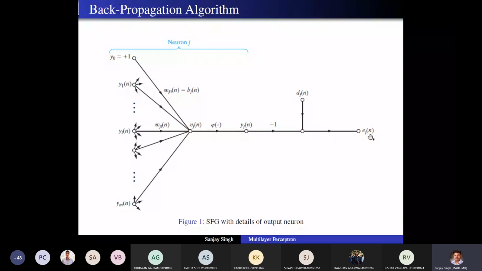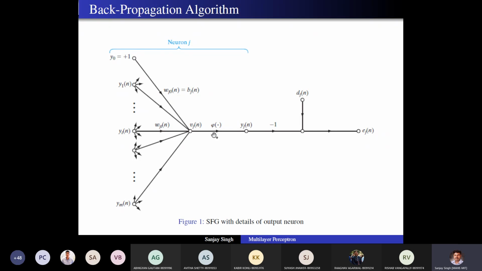When I say n, it means the nth iteration or nth time instant. yj is the output produced by this particular neuron. As per the signal flow graph convention, when we mark this arrow, whatever is available here is multiplied by -1 when it comes here. So it will come as minus yj, and dj is coming. Remember that in a signal flow graph, when two signals approach a particular point, they get summed. So it becomes dj minus yj, which is nothing but ej.